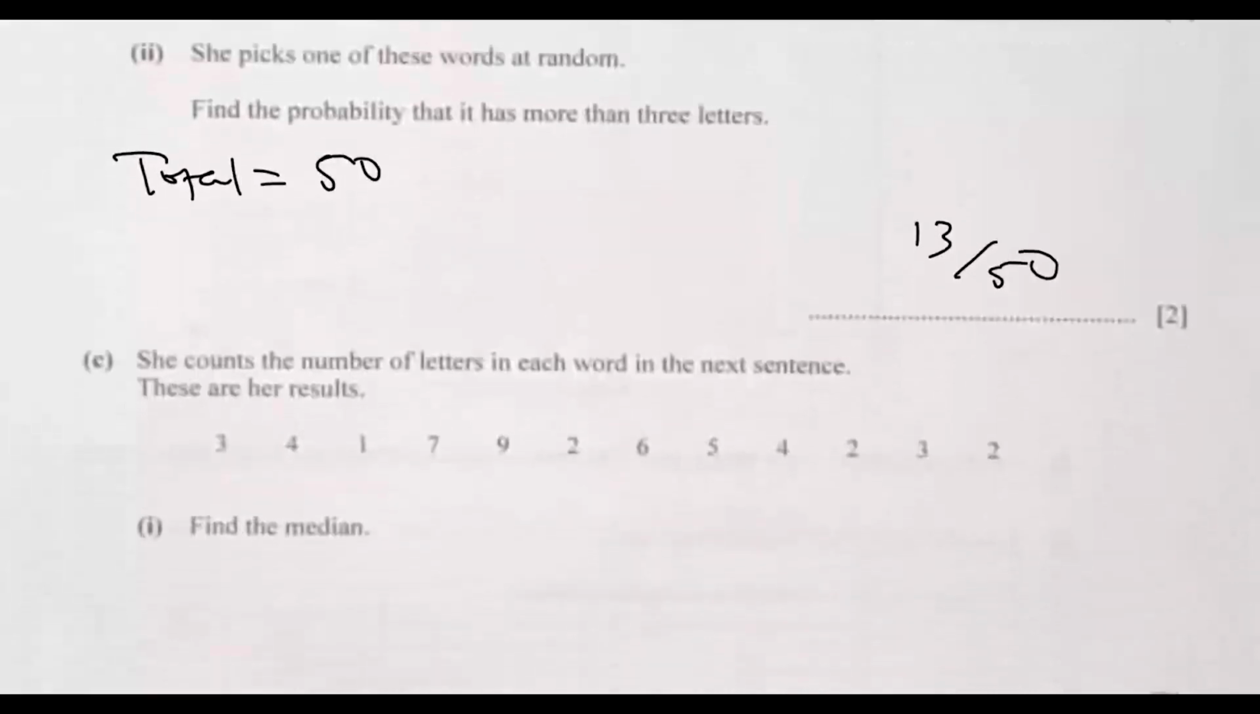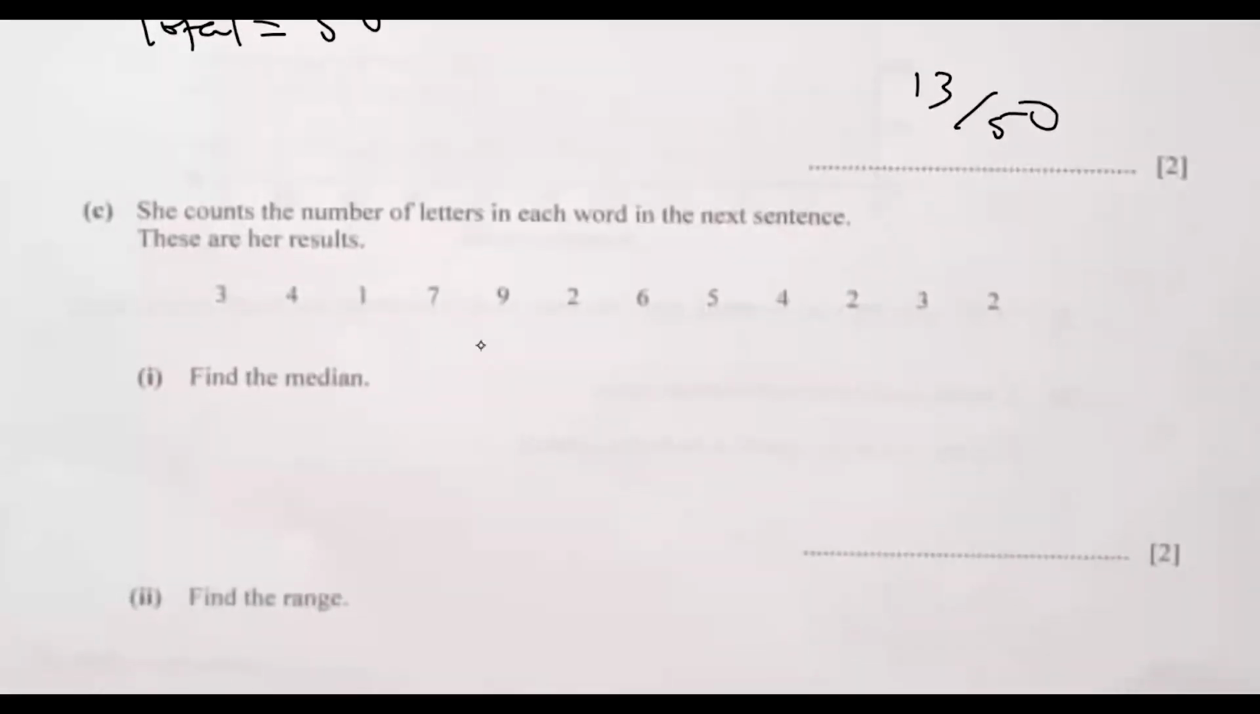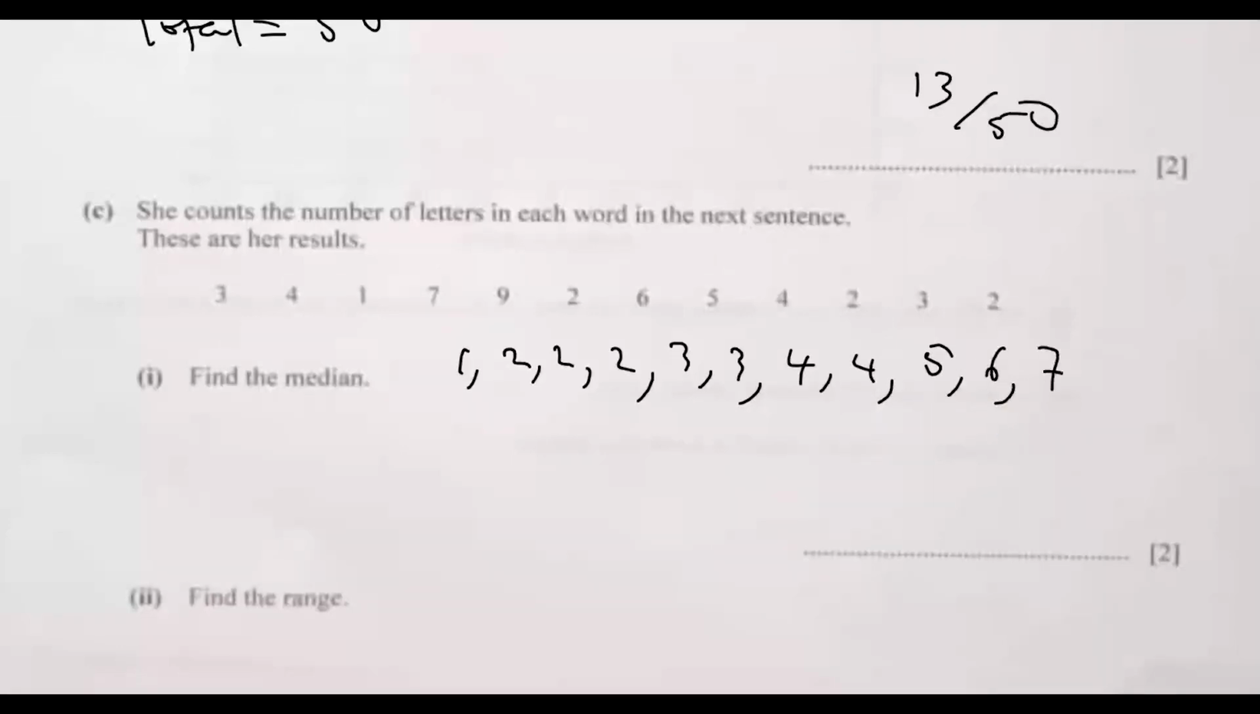So we scroll down again. So she counts the number of letters in each word in the next sentence. These are our results. Okay, so find the median. Let's arrange the numbers in ascending order. So we're going to have 1, comma 2, comma 2, comma 2, then comma 3, comma 3, then you have 4, comma 4, you have 5, comma 6, comma 7, and the last one 9.